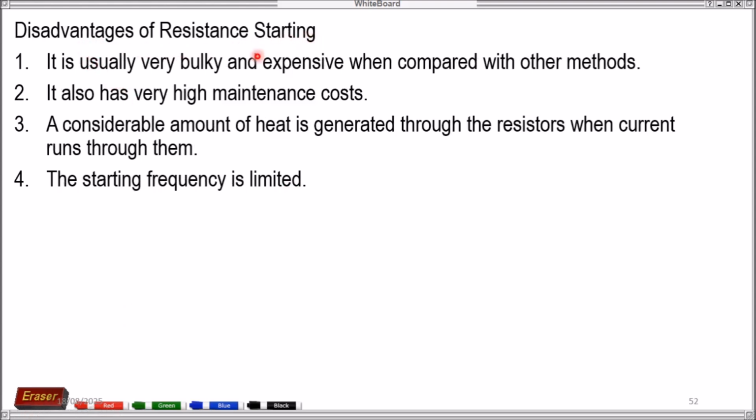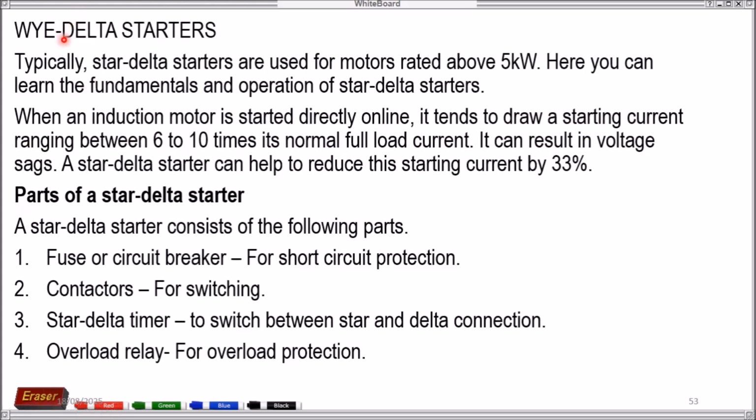Disadvantages of resistance starting: it is usually very bulky and expensive when compared to other methods. It has a very high maintenance cost. A considerable amount of heat is generated through the resistors when current runs through them, and the starting frequency is limited. Then we have the most common reduced voltage starter, which is the Y delta.